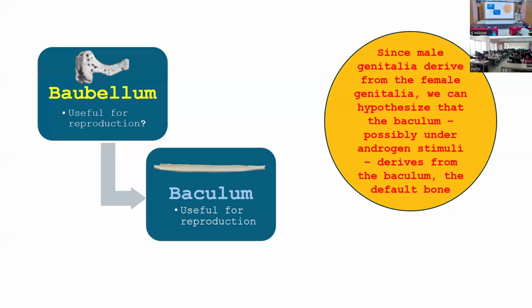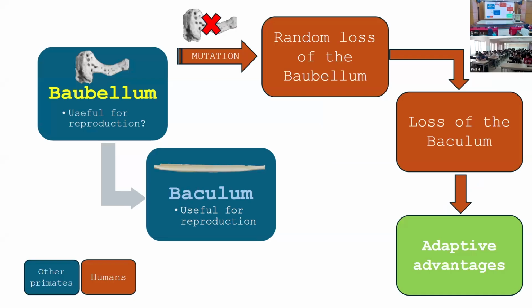So I elaborated this theory that basically it was the female who lost the baculum. So in other words, my theory is that, by a random mutation, the female of our species lost the baculum because the baculum is useless. There is no reason to have it. And it happens quite frequently.